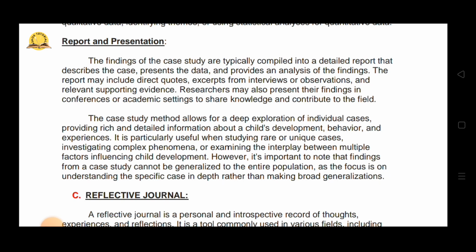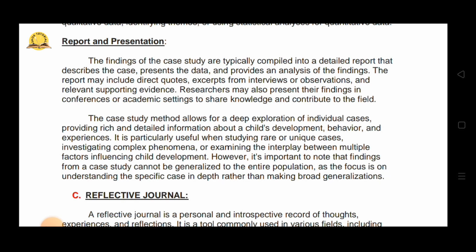The data are being presented and provides an analysis of the findings of the researcher, right, and consequently a conclusion may be drawn. The case study method allows for a deep exploration of individual cases, providing rich and detailed information about a child's development, behavior and experiences.